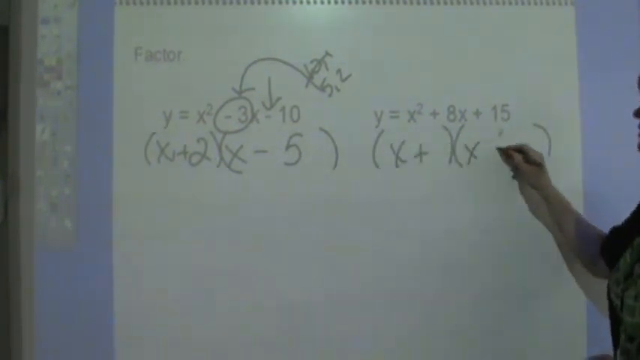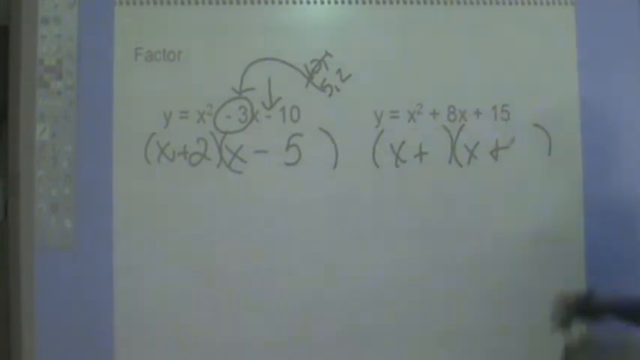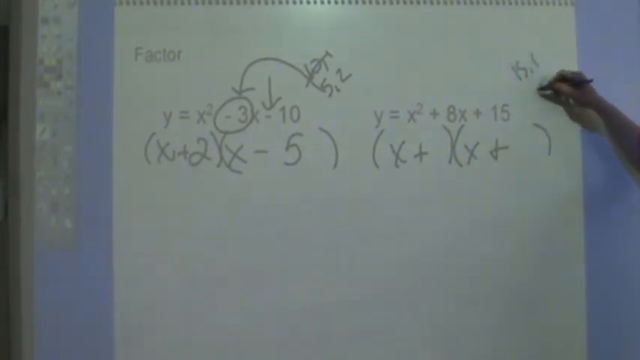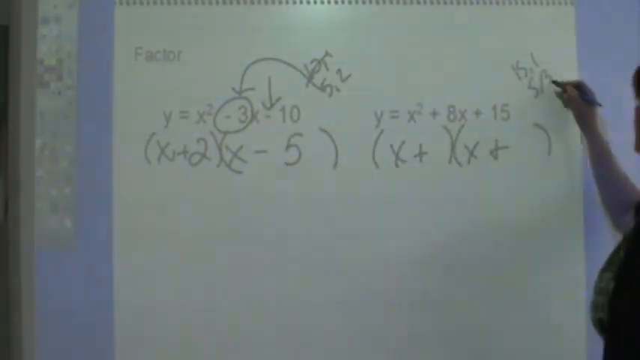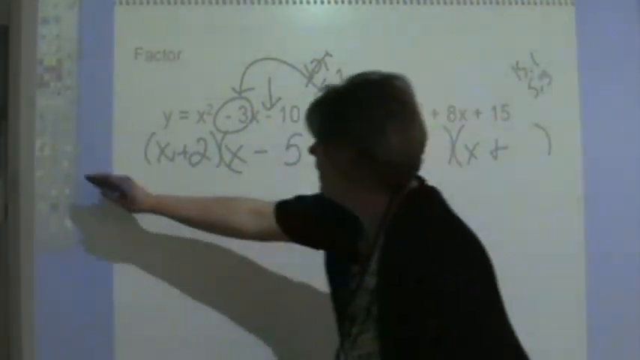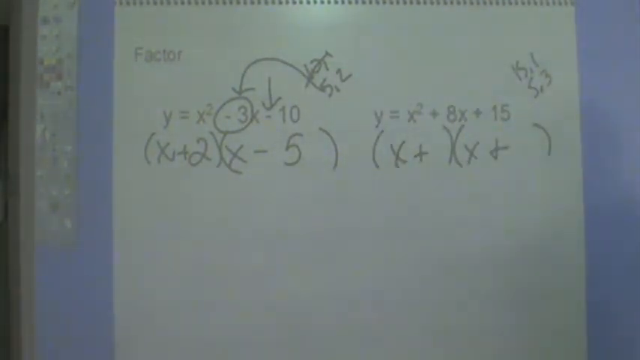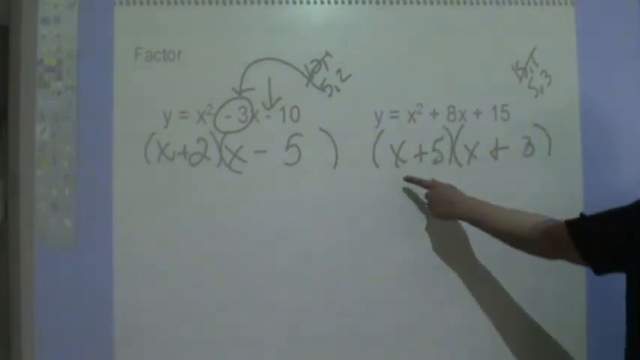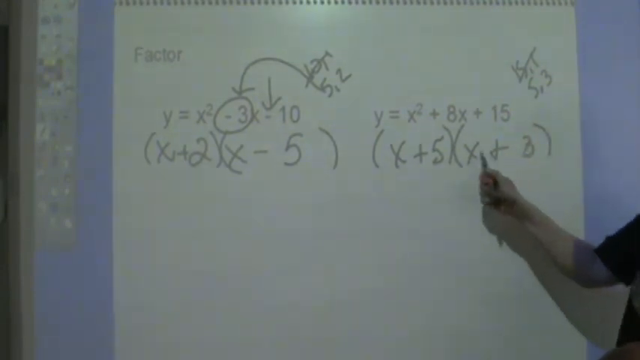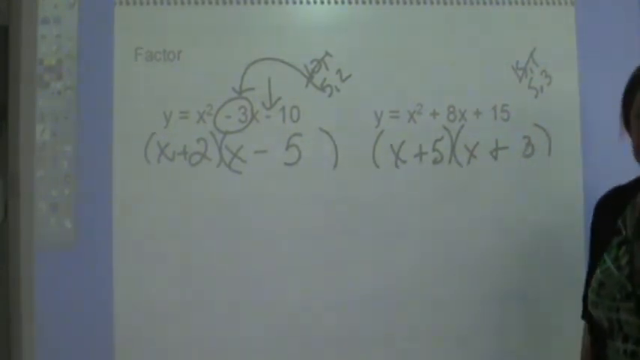Okay, this is plus, and that's plus, so it's plus plus. Factors of 15 are 15 and 1 or 5 and 3. Okay, and let's see, we want to add to get 8. So 15 and 1 gets me 16. That's not going to work, but 5 and 3 will work. Okay, and again, you could have the 3 here and the 5 here. In this case, it doesn't matter because our signs are both positive.